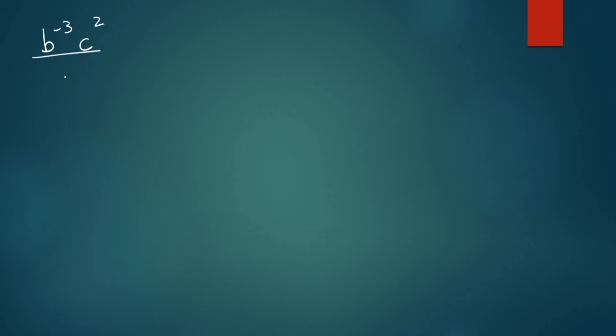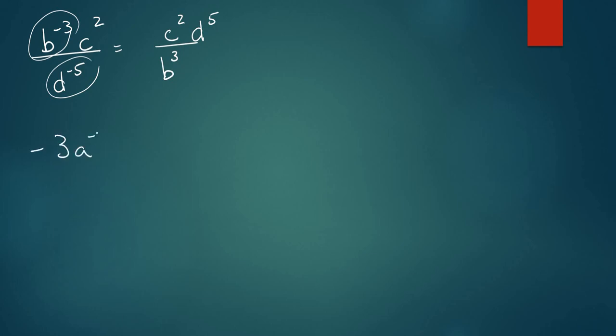B to the negative 3 over c squared over d to the negative 5. Anything with a negative power is in the wrong place. So c squared is where it belongs. B to the negative 3 comes down and becomes a positive 3. D to the negative 5 comes up and becomes a positive 5. Okay? Try this one on your own.